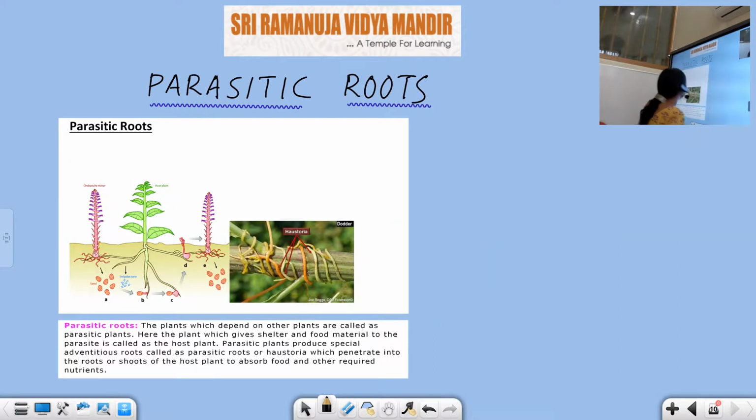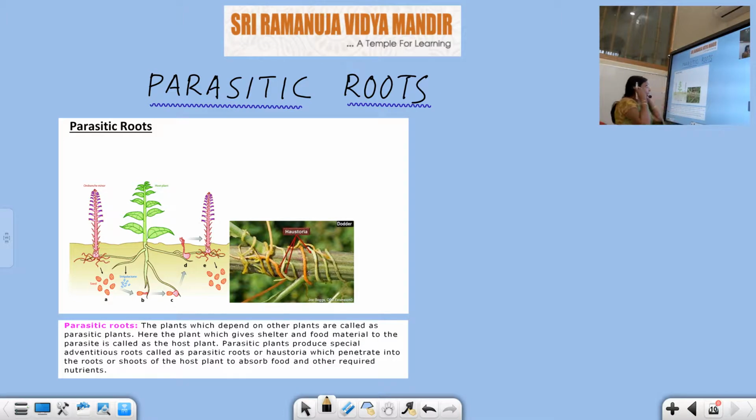Now let's see the last one, parasitic roots. What are parasitic roots or parasites? You have to first know what is a parasite. There is a difference between epiphyte and parasite. An epiphytic plant just takes shelter on the plants. But parasite means it takes food and water. That means it is squeezing, it is taking everything from the plant.